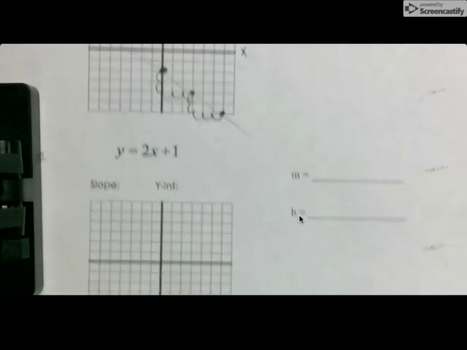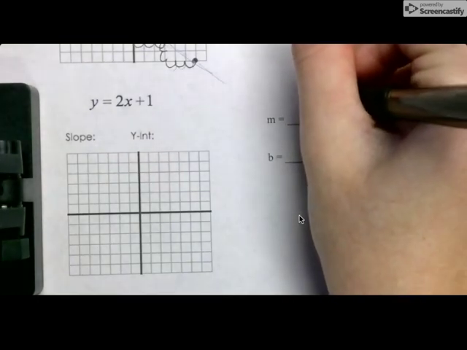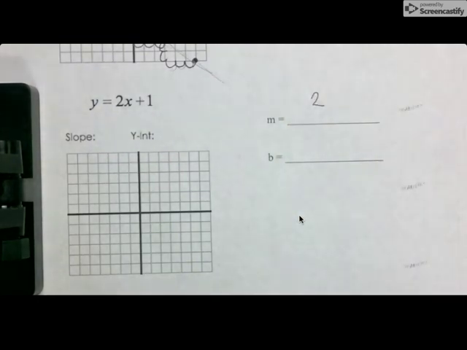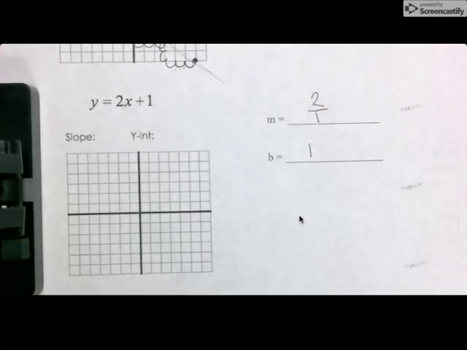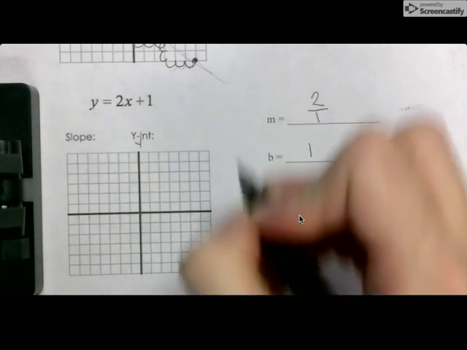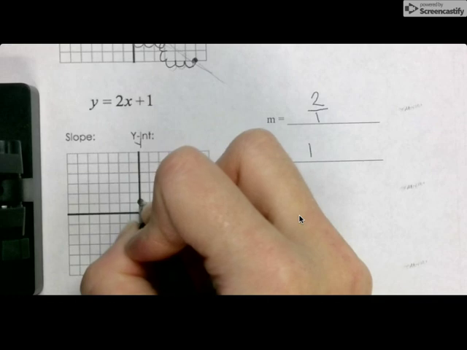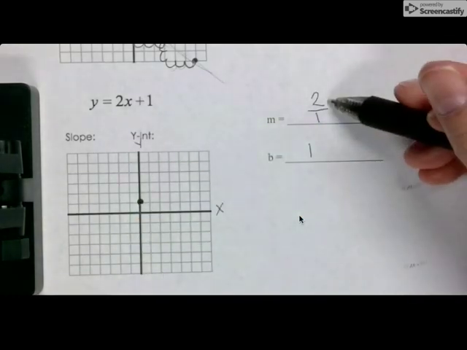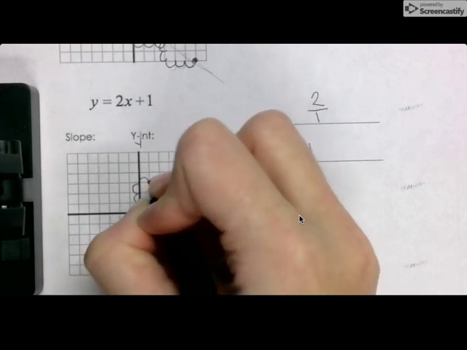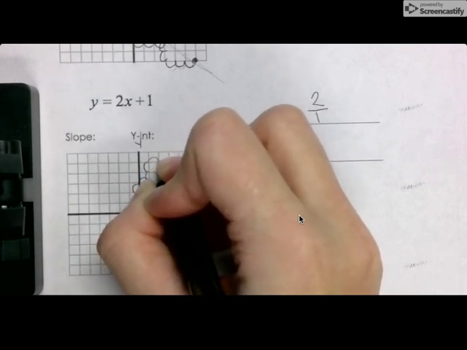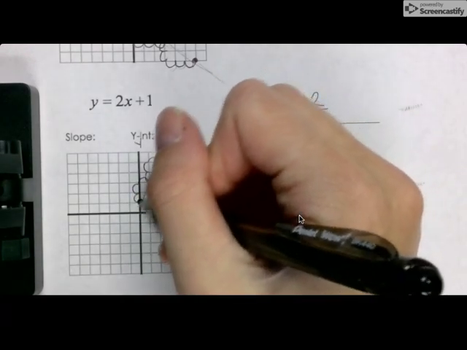Okay, so looking at the next one, y = 2x + 1. So first, what is your m? 2. And to make that a fraction, what would I have to put on the bottom? A 1. Good. And then my b is 1. Y-axis, x-axis. Plot my y-intercept, which is at 1. Because this is positive this time, I'm going to go up 1, 2, and over 1. And again, I could draw a line through that if I wanted.